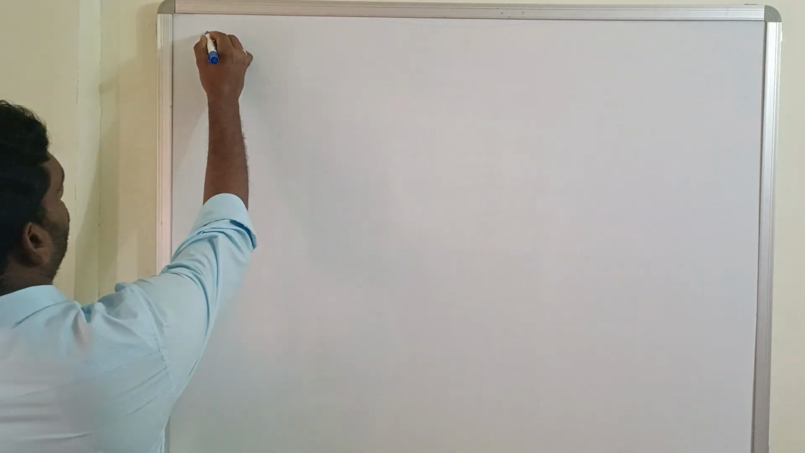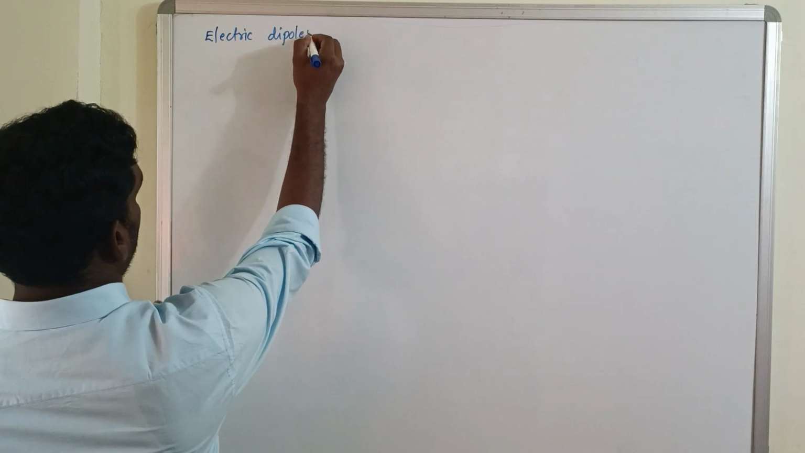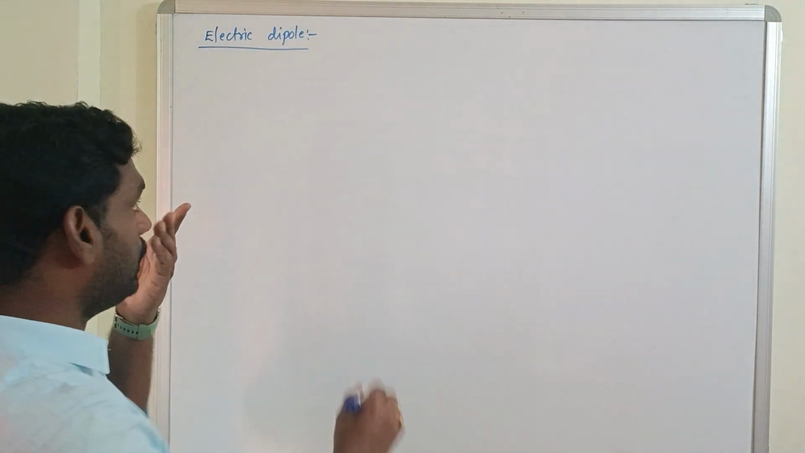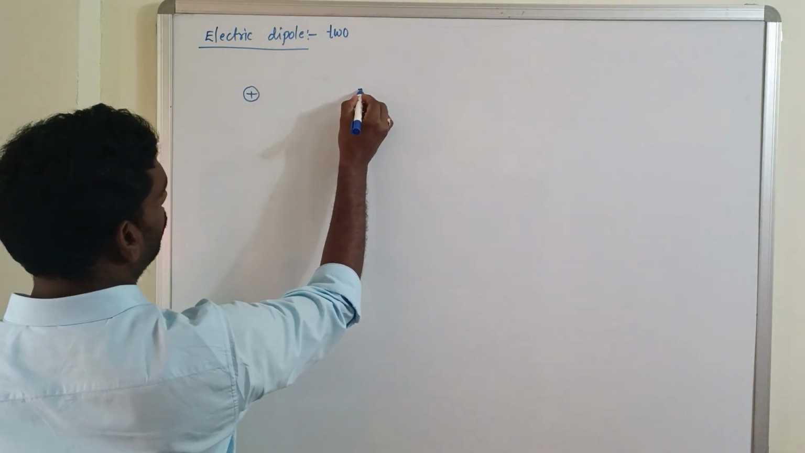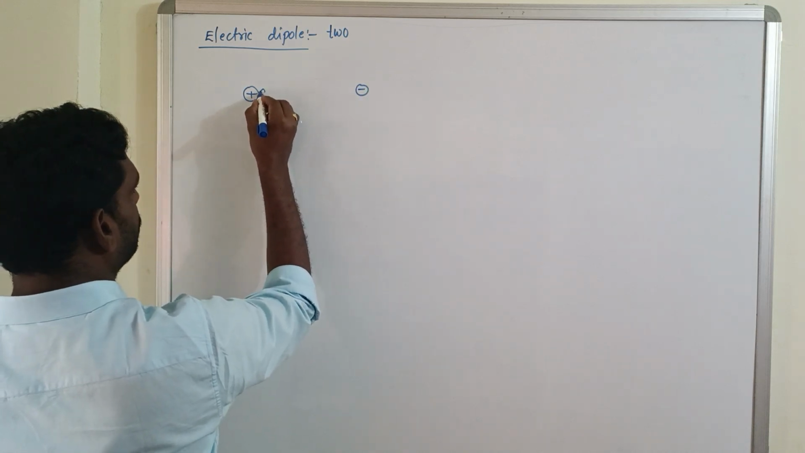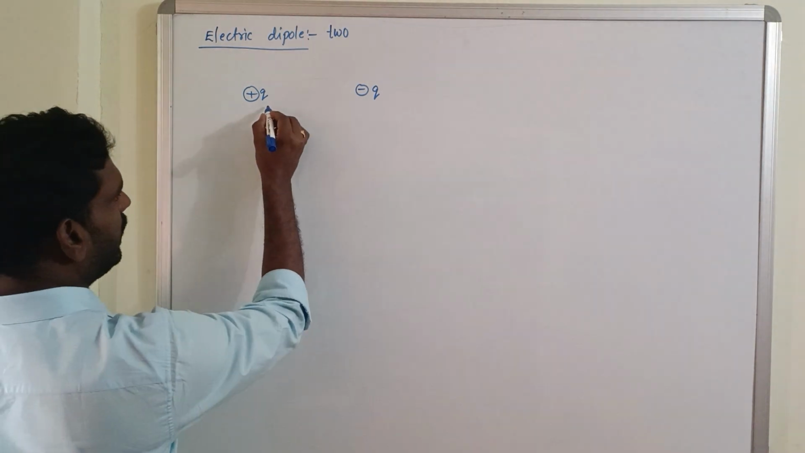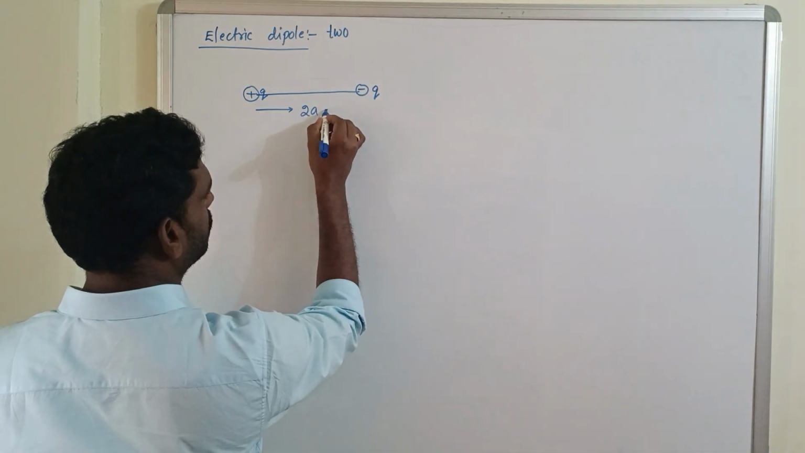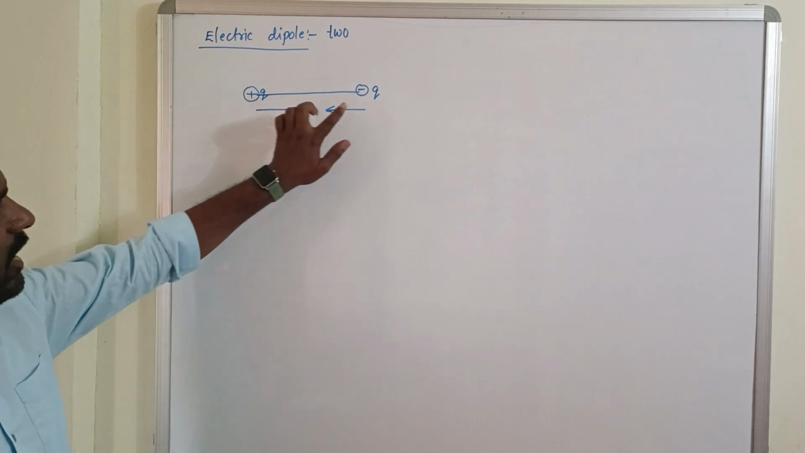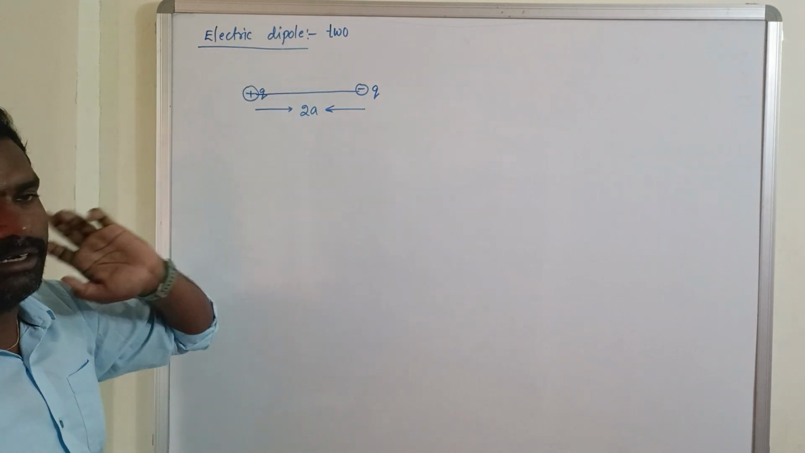Now, I am going to explain electric dipole. Electric dipole is nothing but two equal and opposite charges. See here, I am taking positive charge plus Q and negative charge minus Q, equal and opposite charges separated by distance 2a. The center to center separation is 2a. If two equal and opposite charges are separated by some distance, it is called an electric dipole.